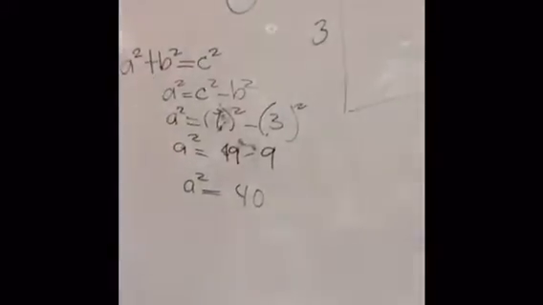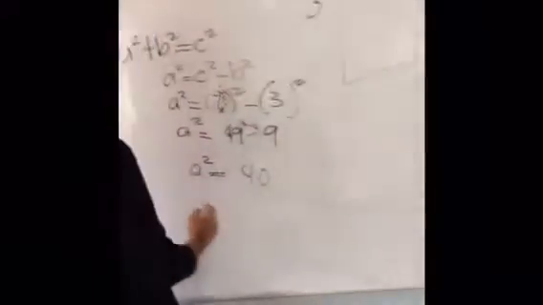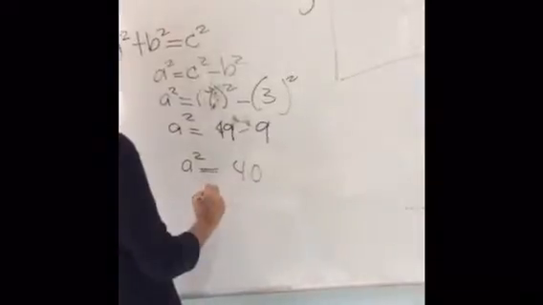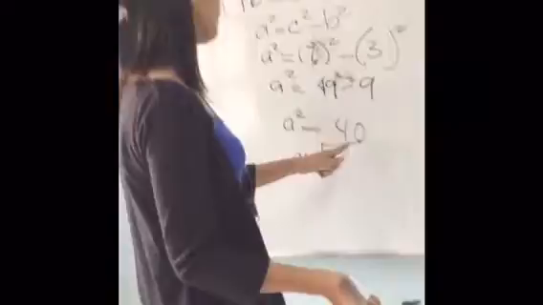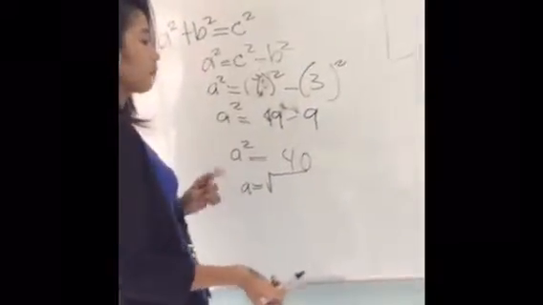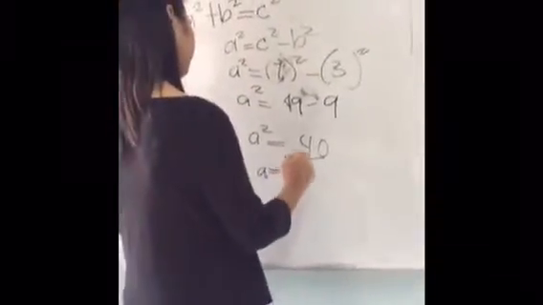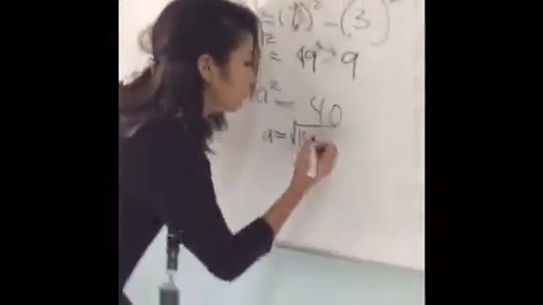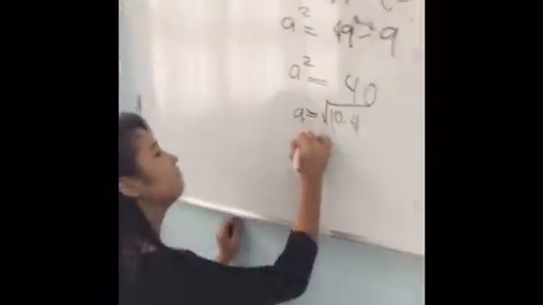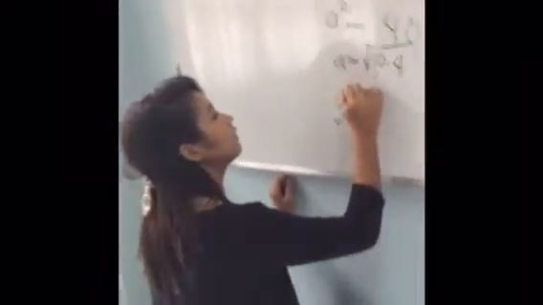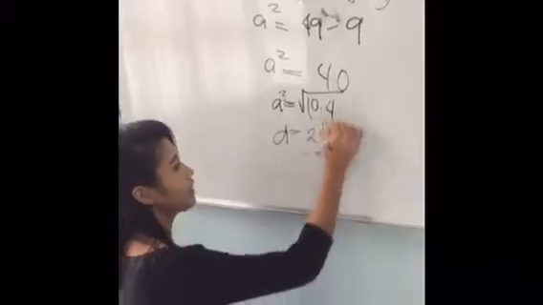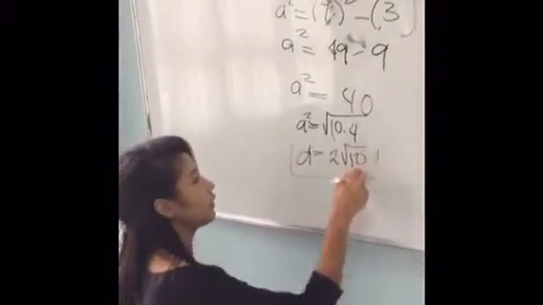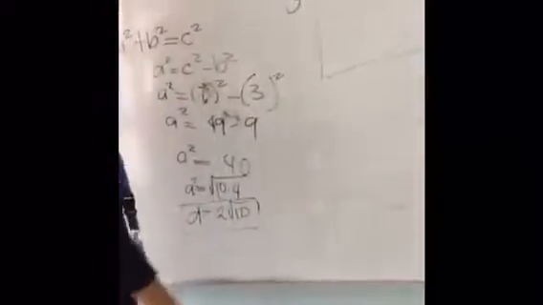Then, again, we must find the factor of 40. 10 times 4. Then, the square root of 4 is 2. Then, just copy the 10. And that would be the value of the opposite. Next, let's go to the trigonometric function.